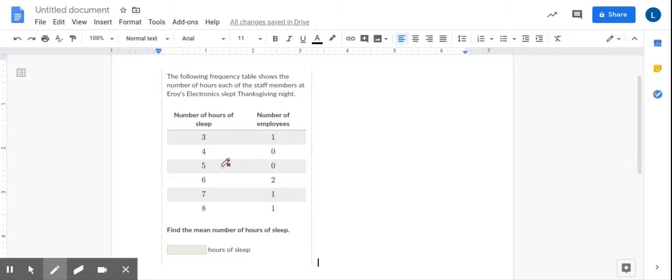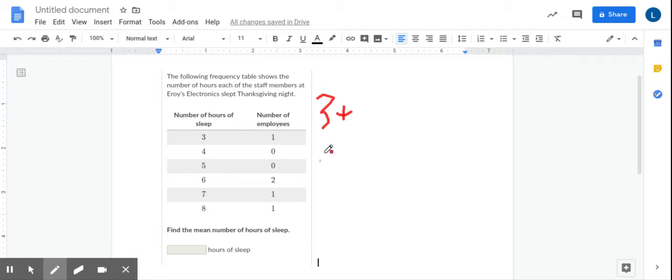To find the mean, we are going to add all of these values together, but we're going to take into account how many times they occurred. So to do that, we're going to do 3. Since 3 hours of sleep was only represented by 1 employee, we're only going to add 3 one time. Since 4 hours of sleep was represented by no employees, we're not going to add it at all. And the same thing with 5 hours. No one slept 5 hours, so we're going to leave 5 out of our equation. We don't have anyone that represents that data.